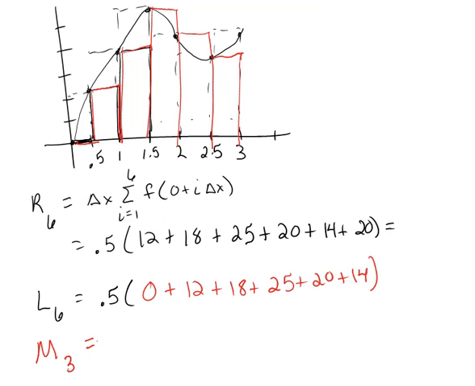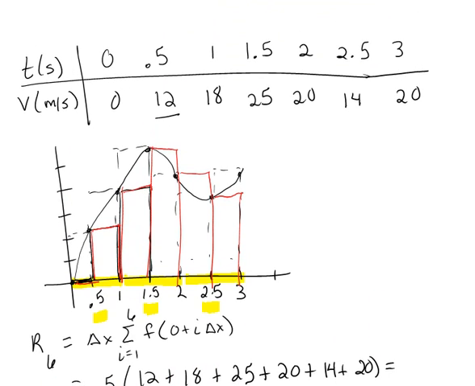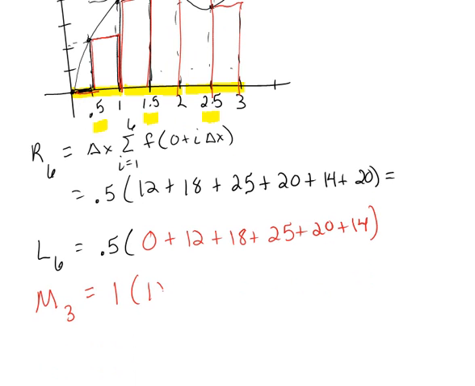And then for M3, you're only going to have 3 subintervals. I'll do it in yellow: this one, and this one. So your midpoints are going to be at 0.5, 1.5, and 2.5. But the length of your interval now is 1 unit. So you're going to do delta x, which is 1, times the heights at 0.5, 1.5, and 2.5. So 12, 25, and 14. And that's going to be an estimate for your distance traveled as well.